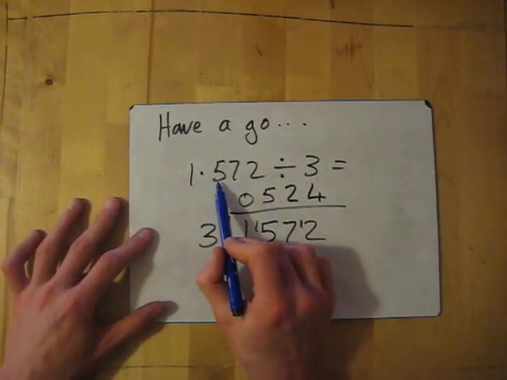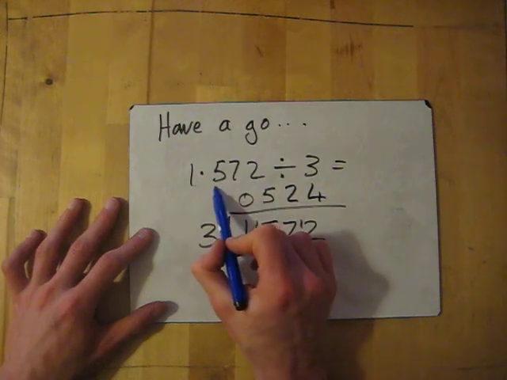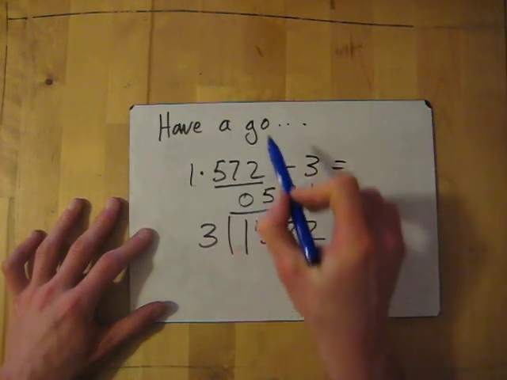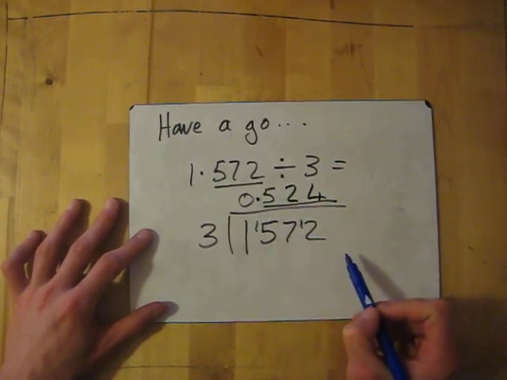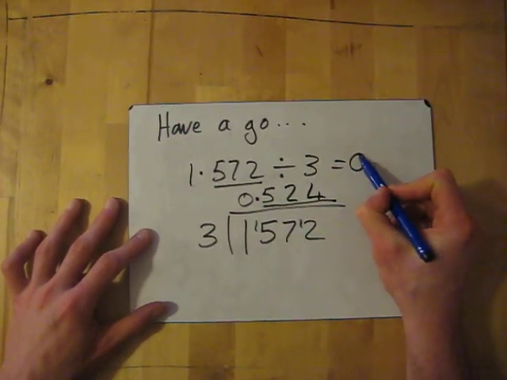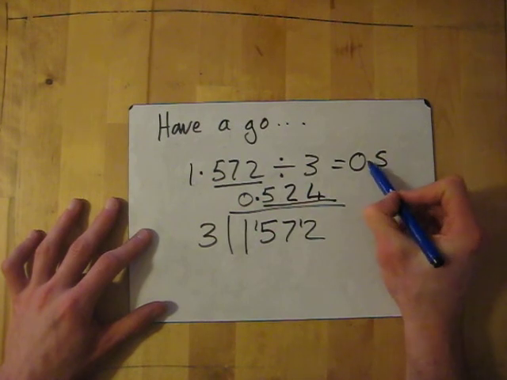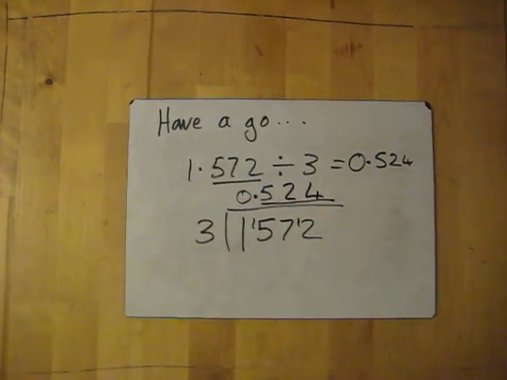Now I need to look back at the question. So it's 1.572. I've got 3 numbers after the decimal. So in my answer, I need 3 numbers after the decimal. So I'll put the decimal point in, and the answer is 0.524. Simple.